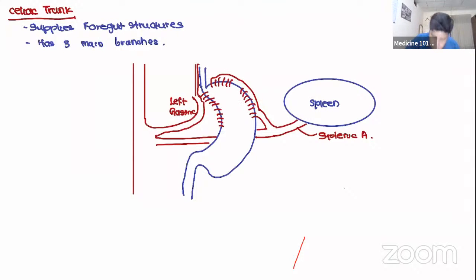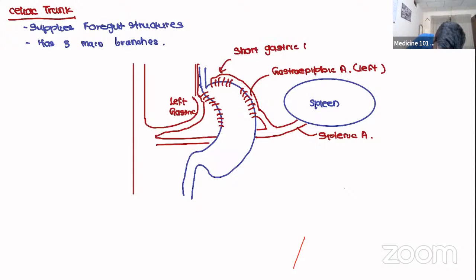This is called the gastroepiploic artery, the left one, and the short gastric arteries. The third thing is, can someone tell me the name of the third artery? Common hepatic artery. Yeah. The third one I will not draw right now, in the sense I won't show what it does to the stomach, but I'll come to that. Common hepatic.